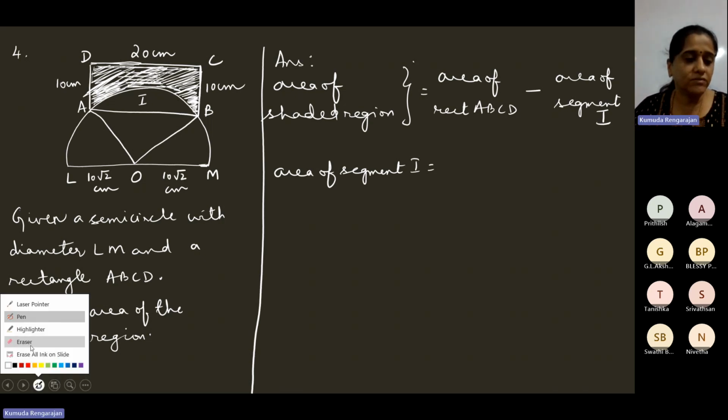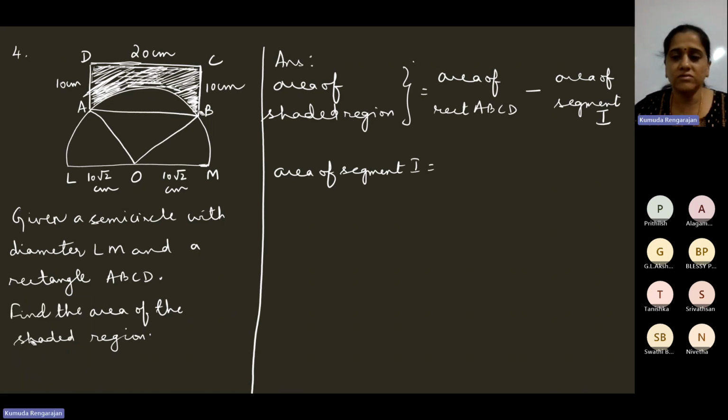Or instead of saying segment 1, I'll just mark this as another point. Just mark this point as E.